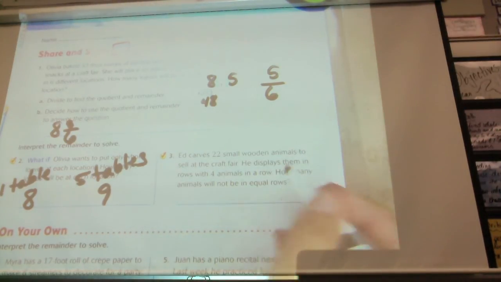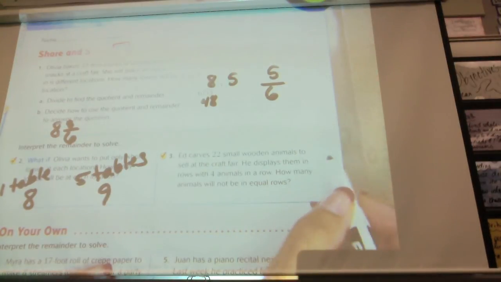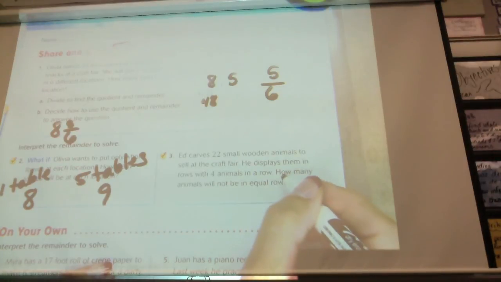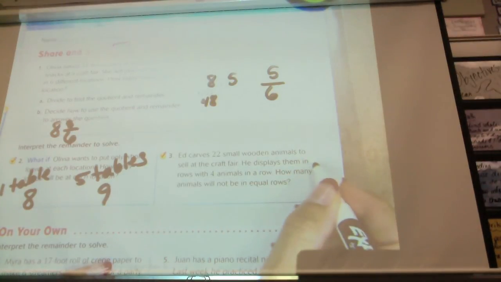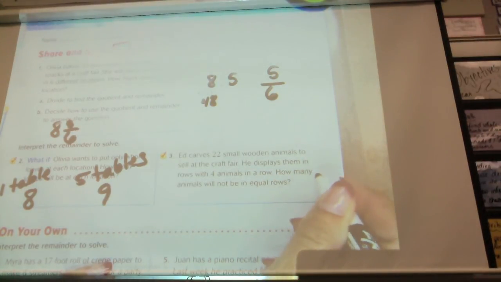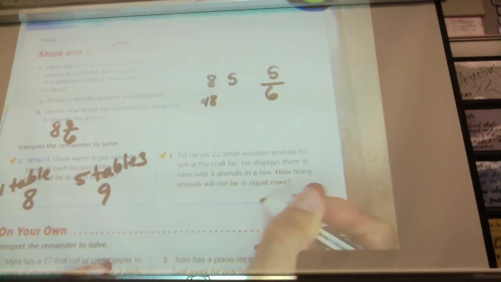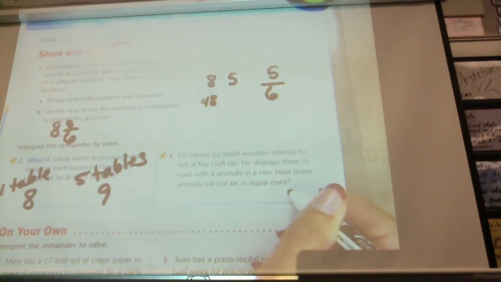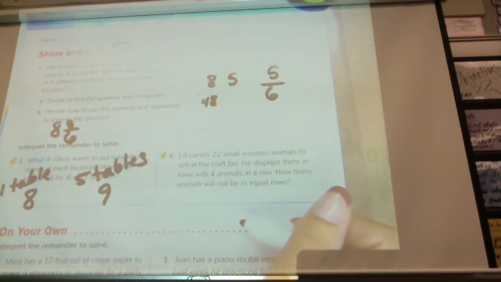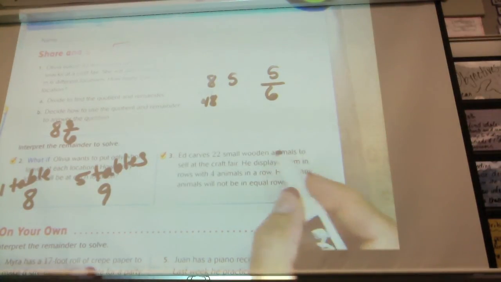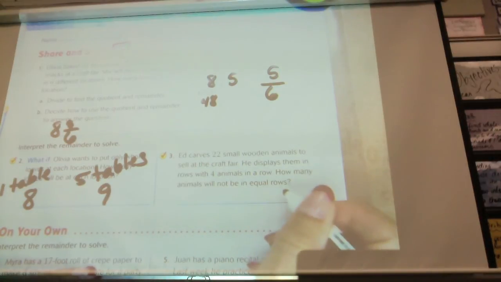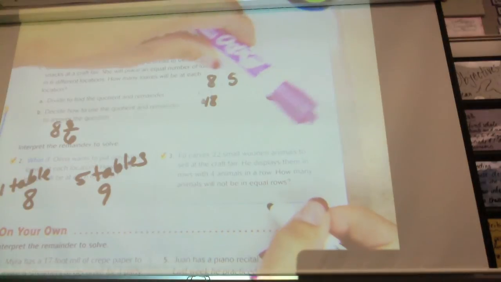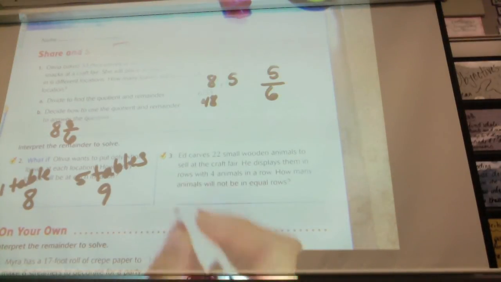All right. Ed carves 22 small wooden animals to sell at the craft fair. He displays them in rows with 4 animals in a row. How many animals will not be in an equal row? So do the division and decide what number is going to represent how many animals will not be in an equal row. I want you to do this on your own, and then we're going to revisit it in a second. Most of you understood.